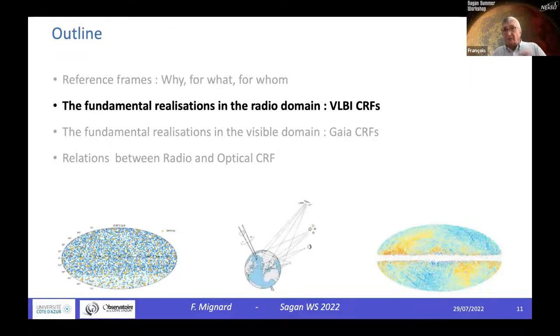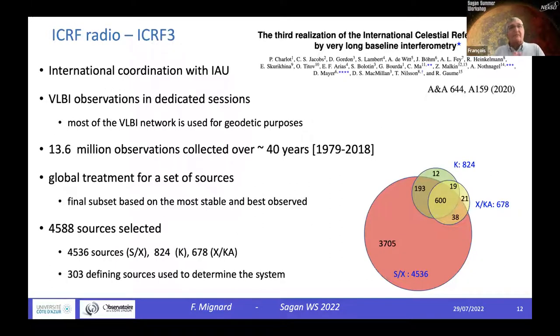So let me come to the two realizations and their properties. Radio ICRF is realized, as I said, by VLBI observations coordinated all over the world using different stations, different networks, but normally using a single way of processing, even if additional processing is used to validate or to compare a solution. Most VLBI work is not used for that. It's used for geodetic or astrophysical purposes. So there are dedicated sessions devoted to this astrometric observation on a specific program.